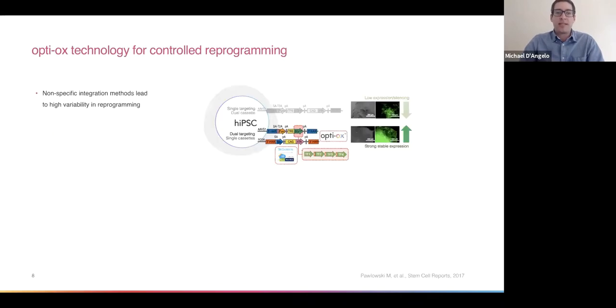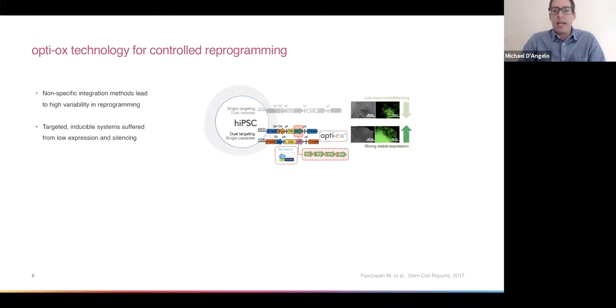So opti-ox stands for optimized overexpression. Older methods, for example, using lentivirus non-specific integration methods, lead to high variability in reprogramming. This is because each gene expression cassette will land in a different genome location, and therefore leading to differences in expression level of the transcription factors, and therefore differences in the outcome of the reprogramming.